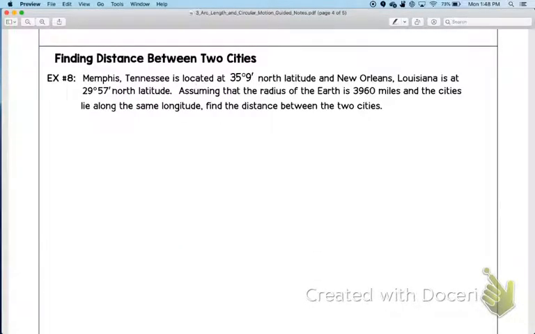Finding the distance between 2 cities. Okay, so we have Memphis, Tennessee is located at 35 degrees 9 minutes north latitude, and New Orleans, Louisiana is at 29 degrees 57 minutes north latitude. So assuming that the radius of the Earth is 3,960 miles and the cities lie along the same longitude, find the distance between the 2 cities.